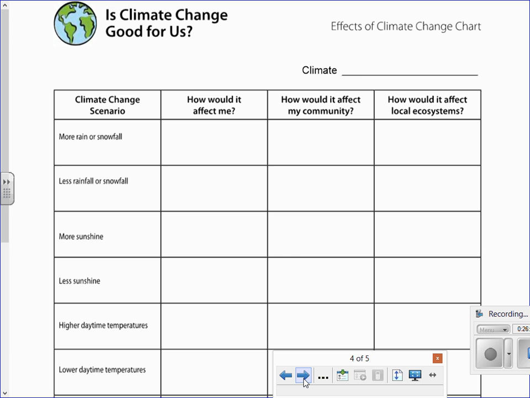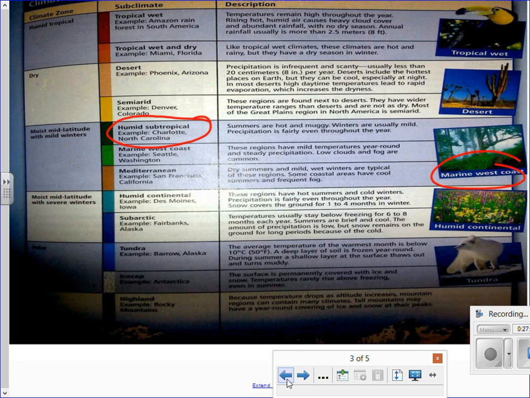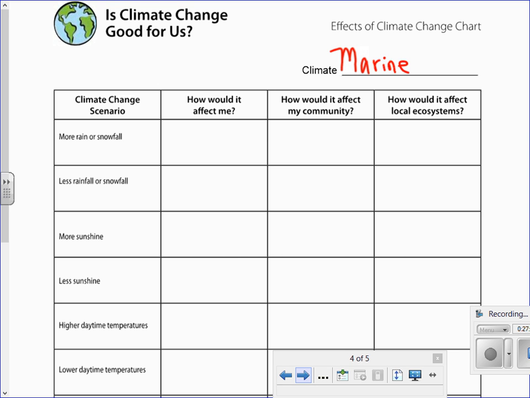So on this sheet, you're going to write your climate being marine continental. Marine West Coast. Marine West Coast. Sorry.